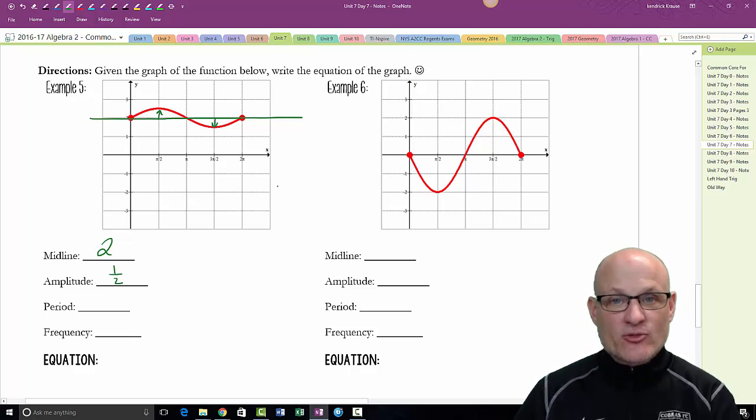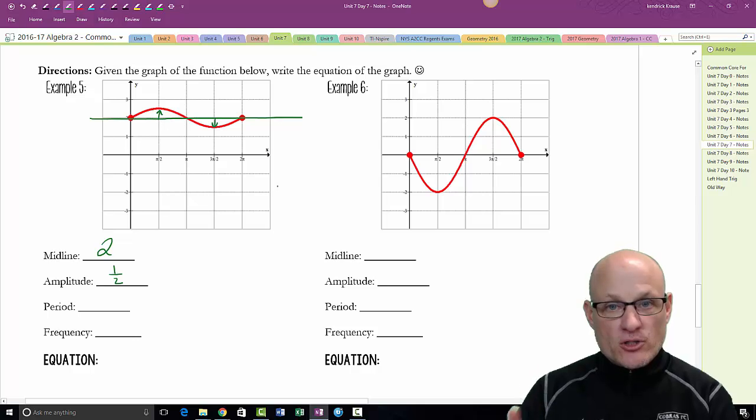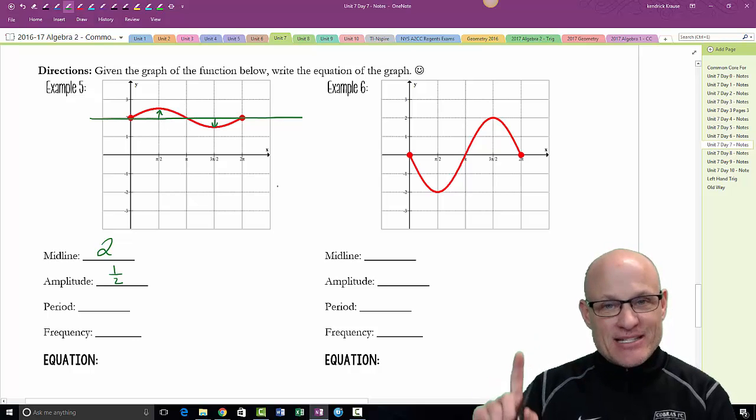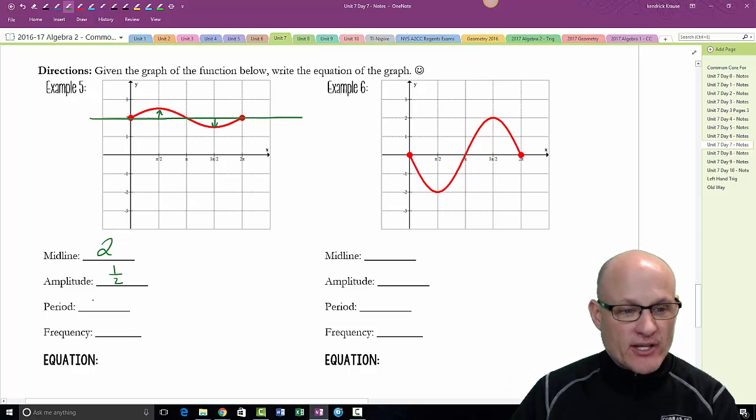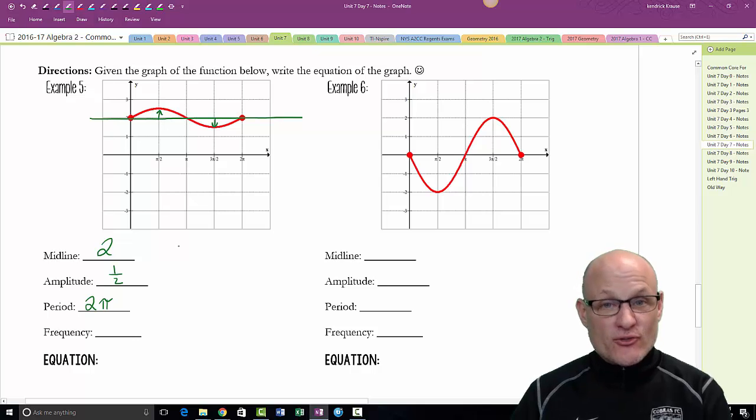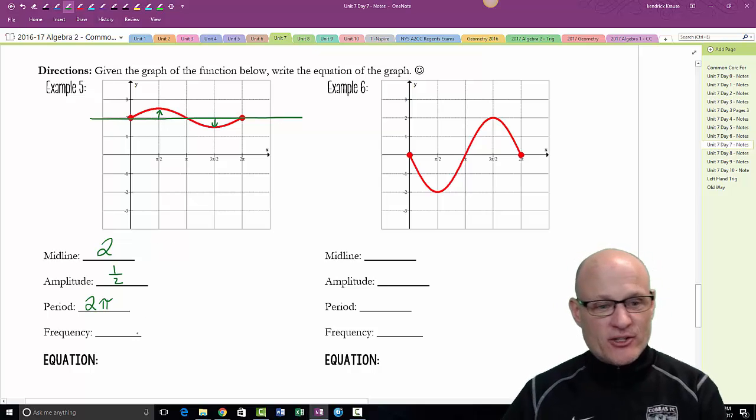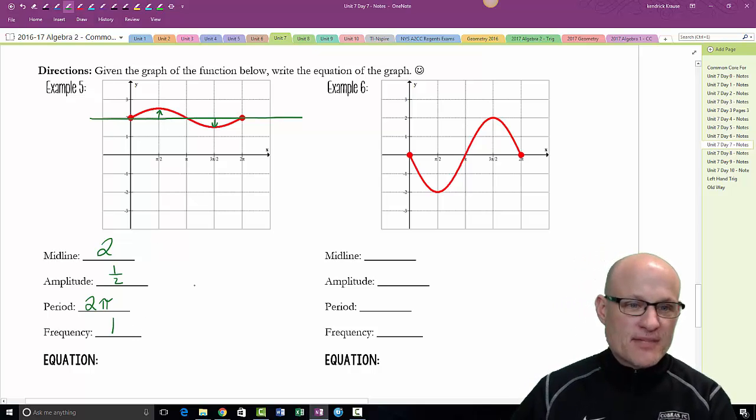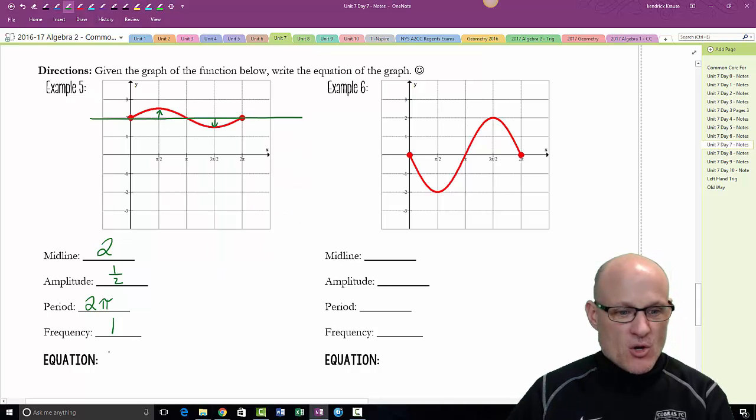My period, how long did it take to finish one full curve? Period. The time it takes to finish one full cycle. In this case, it's 2 pi. Frequency. How many full cycles did I finish in 2 pi? 1. Now I'm ready for the equation.